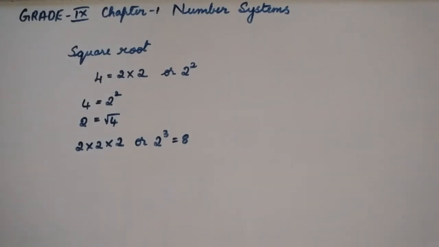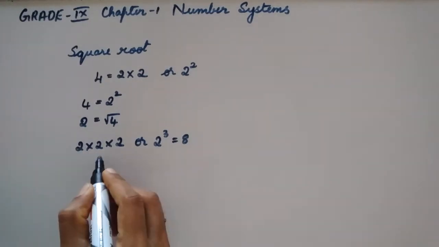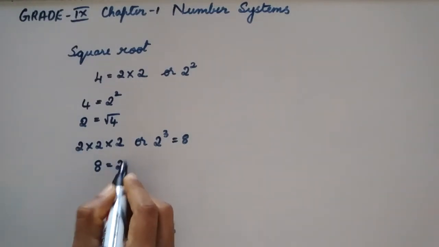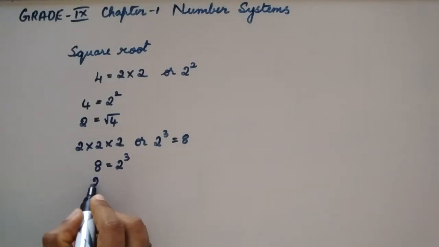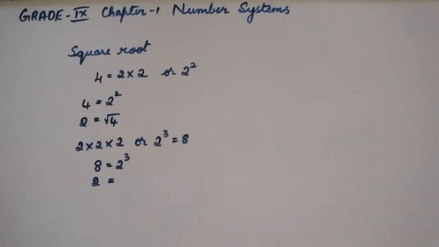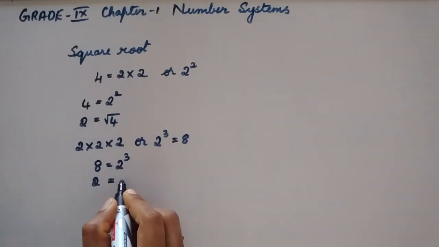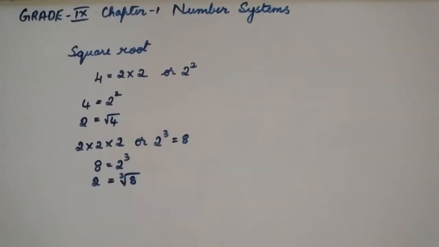Yes. Now we know that 8 is the cube of 2, or we can say 2 is the cube root of 8, and this cube root of 8 is written in this way. So this is the symbol. Same as the square root, we use this symbol to denote the cube root of 8. Is this clear, students? So 2 is the cube root of 8.